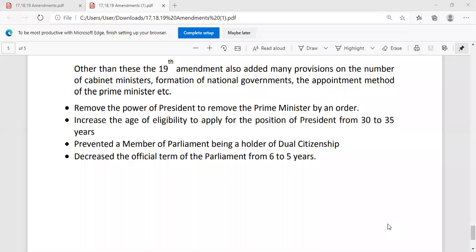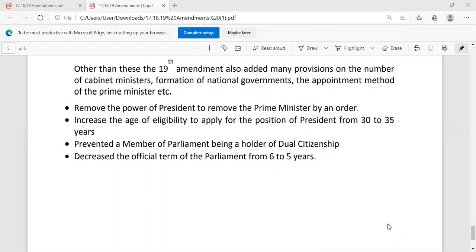So it basically meant that you can't remove the prime minister whenever you want unless the prime minister resigns or a no-confidence motion is passed against the prime minister in the parliament. Okay, so that was also part of the amendment. Then what else? Yeah, remove the power of the president to remove the prime minister by an order. Of course, you can't remove him like that anymore.